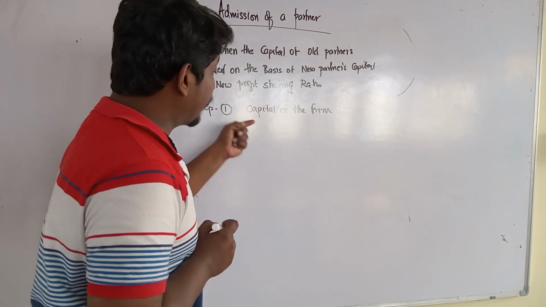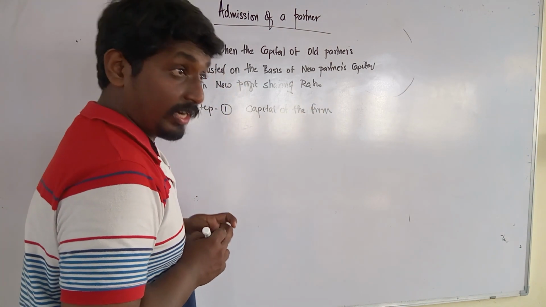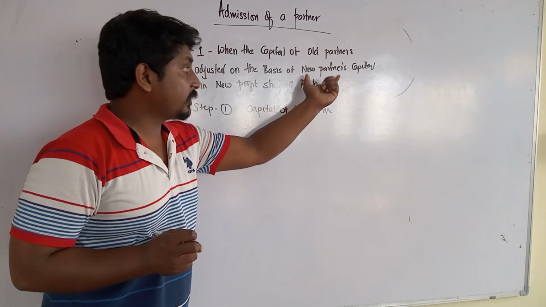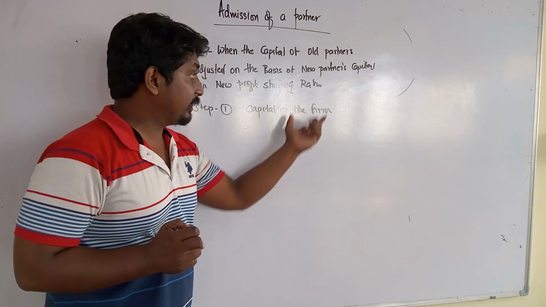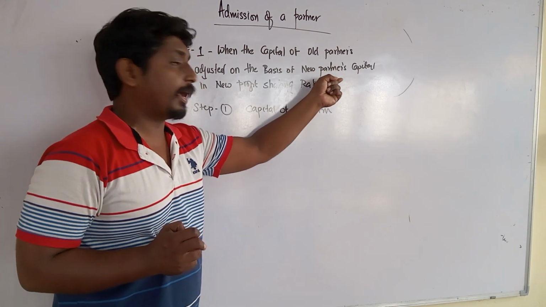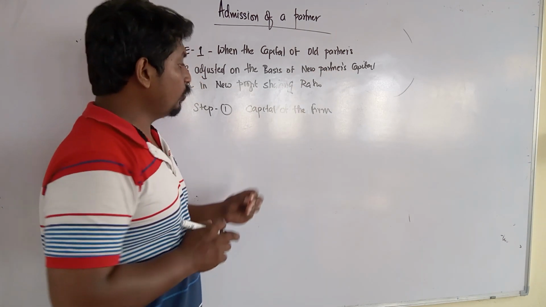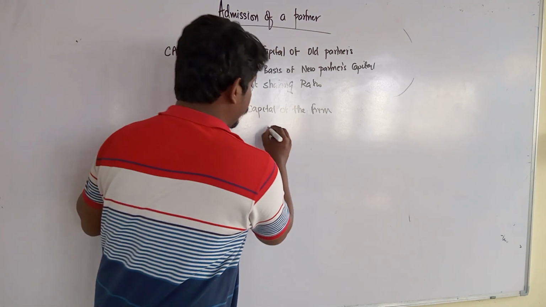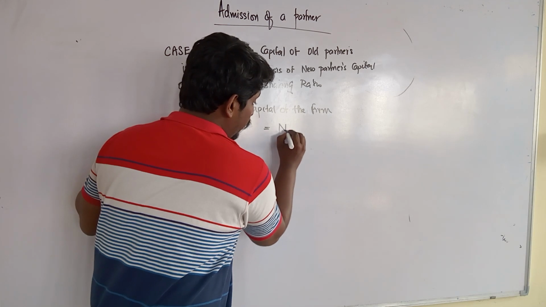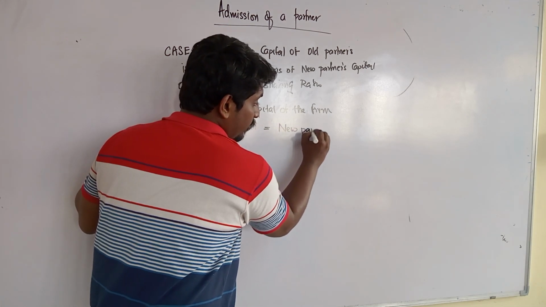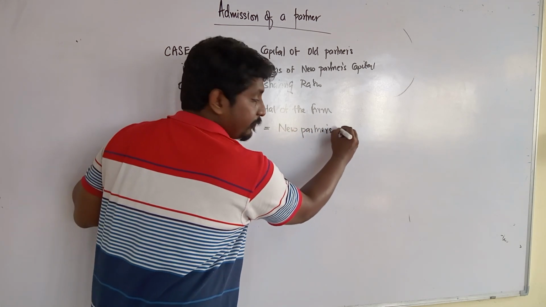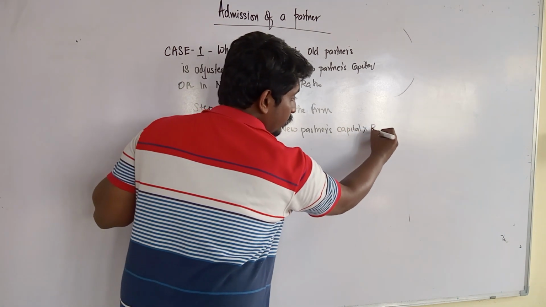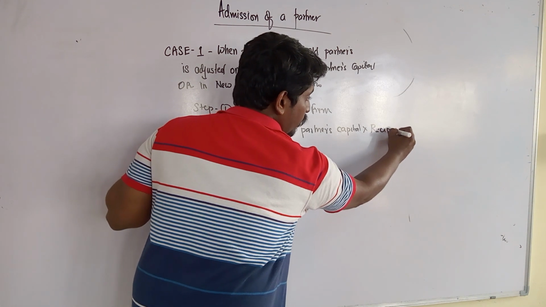In order to find the capital of the firm, you need to understand that in a capital adjustment on the basis of new partner's capital, the base would become what? The new partner's capital as the base. So in the case of this type of capital adjustment, capital of the firm will be new partner's capital into reciprocal of his share.